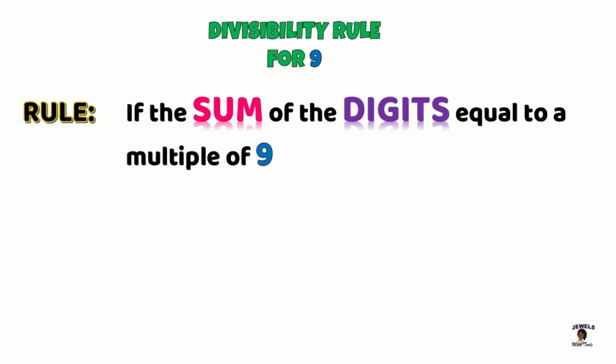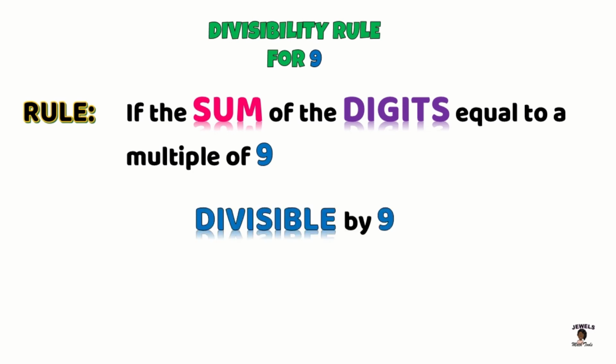When looking at the divisibility rule for 9, it's important to remember that this rule is very closely related and in some sense, I guess, exactly the same as the rule for 3. Our rule for 9 tells us that if the sum of our digits is equal to a multiple of 9, then the number is divisible by 9.